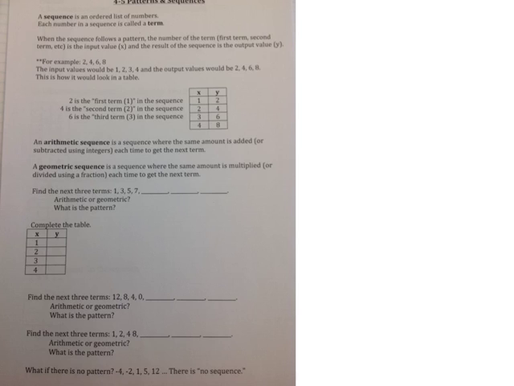So for example, this sequence is 2, 4, 6, 8. The input values would be 1, 2, 3, and 4. And the output values would be 2, 4, 6, and 8. This is how it would look in a table. So 2 is the first term in the sequence, paired with the input 1. 4 is the second term, 2, in the sequence. 6 is the third term in the sequence. And 8 is the fourth term.